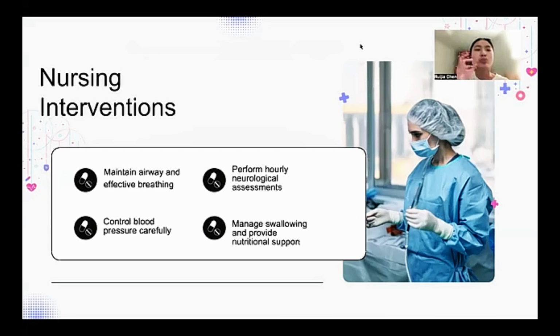Nurses should monitor her breathing and provide oxygen. Ensure that oxygen saturation is between 96% and 98%. The second nursing intervention is controlling blood pressure. When systolic blood pressure is above 185, the effectiveness of intravenous thrombolysis greatly decreases. Therefore, blood pressure needs to be maintained below 180/105 to ensure the best therapeutic effect.